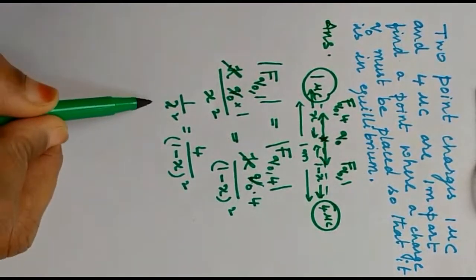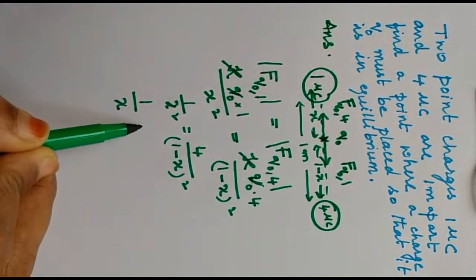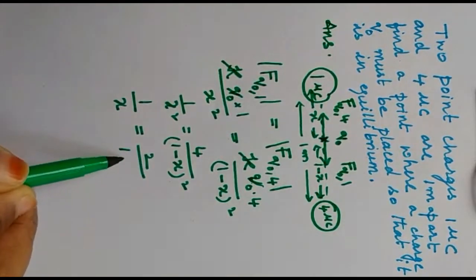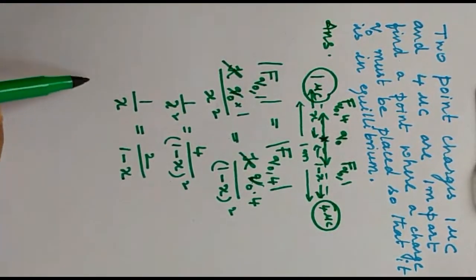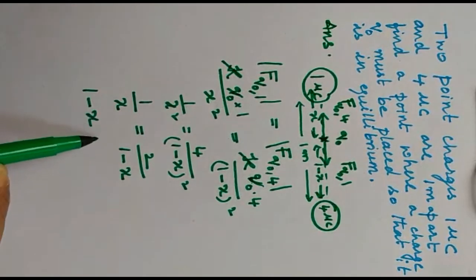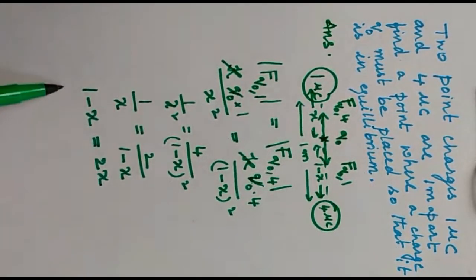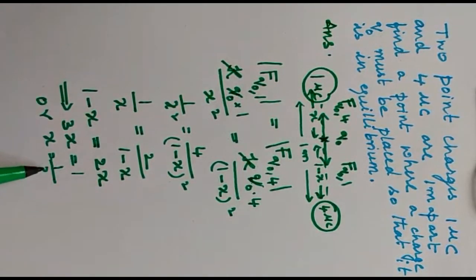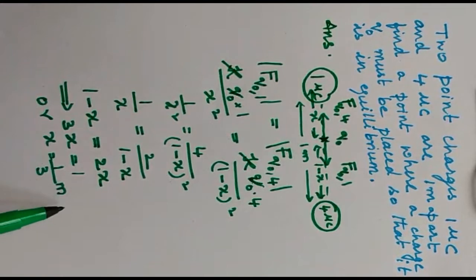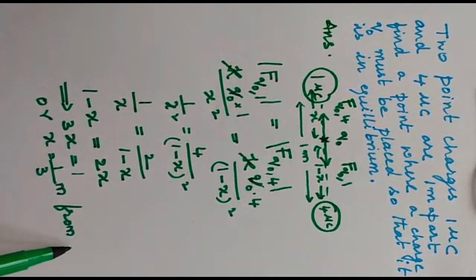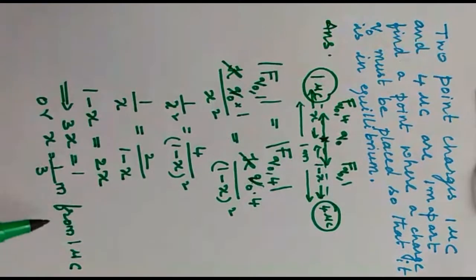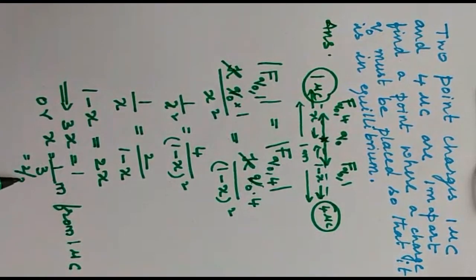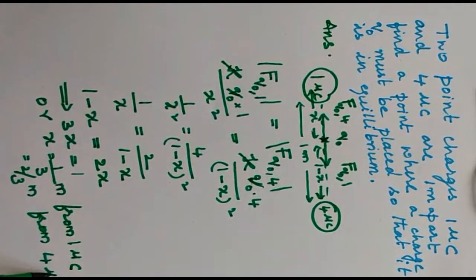Apply square root on both sides. So 1 by x should be 2 by 1 minus x. Cross multiply and simplify. 1 minus x is 2x, which implies 3x is equal to 1, or x equals 1 by 3 meter, but be specific, from 1 microcoulomb. You can also write the answer as 2 by 3 meter, but this is from 4 microcoulomb.